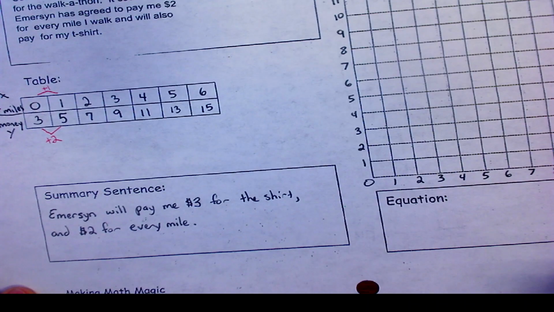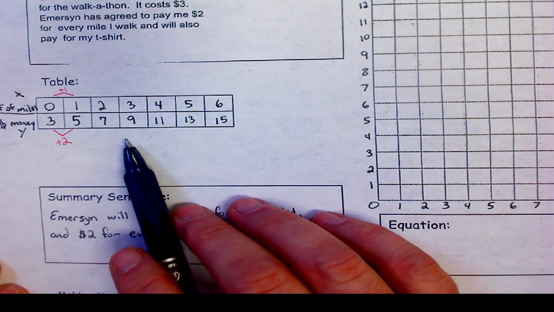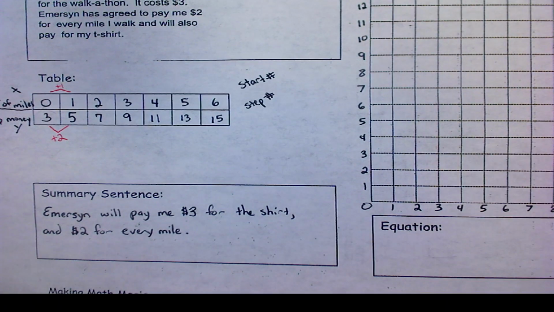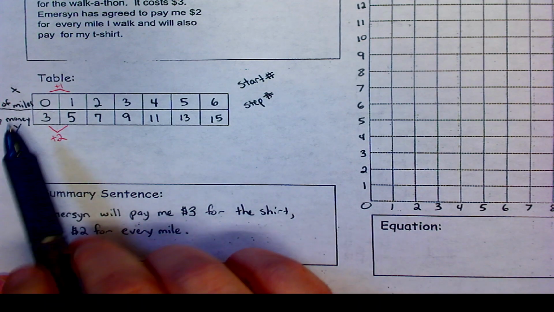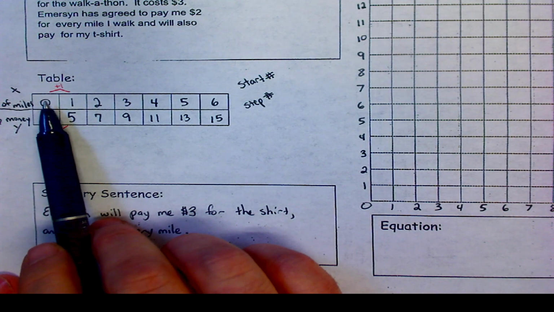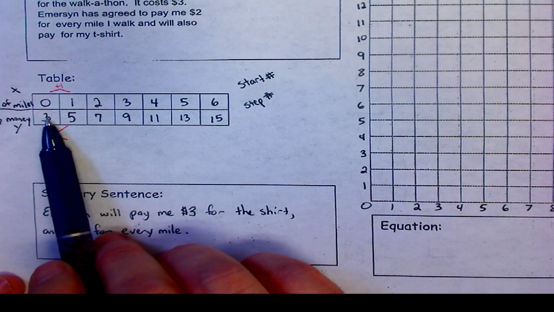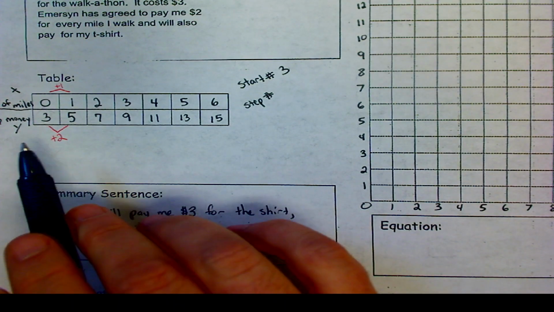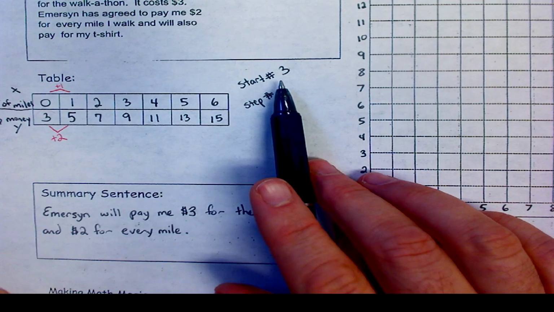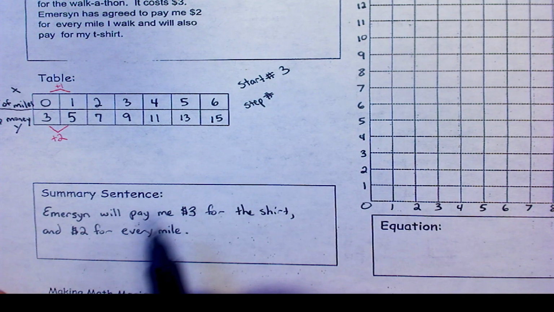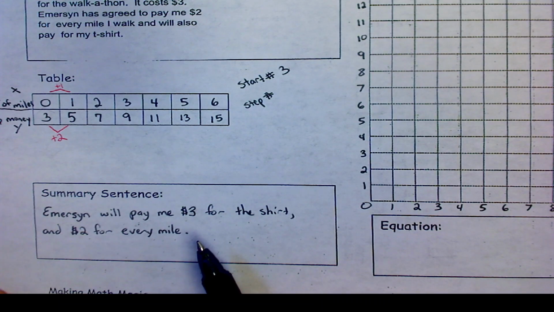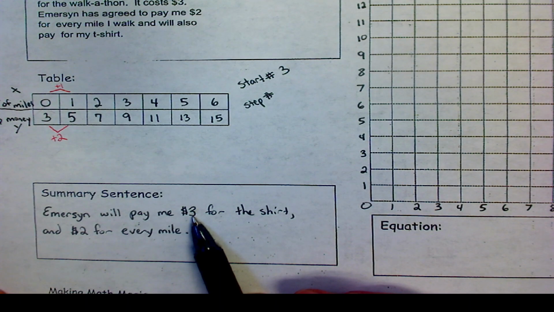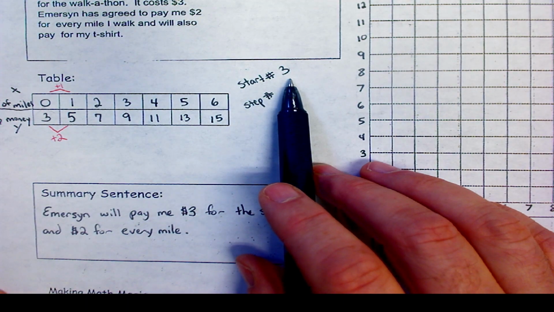Now, the next thing that's really good here is to just pause and get our start and step numbers. Well, if you look at a table of data, if you find an x that's 0, just steal its y. That is always going to be your start number. So this 3 is our start number, and that's why I'm making a note there. It's positive 3. Now, if you're looking at this situation right here, where are you starting with? Before you even walk 1 mile, he's going to pay you $3 for the shirt, so that's your starting number.